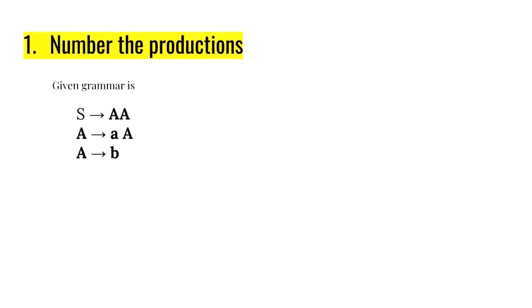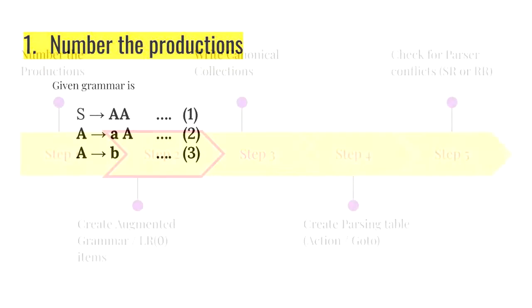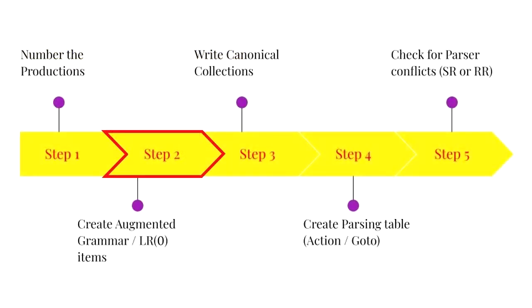The given grammar is S derives AA, A derives small a capital A, and A derives B. We want to number this grammar in the order it appears. That is, S derives AA will be first, A derives aA will be second, and A derives B will be third. The second step is to write the augmented grammar.